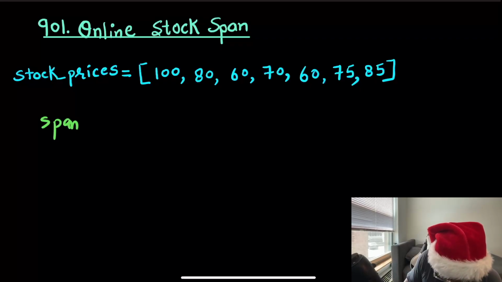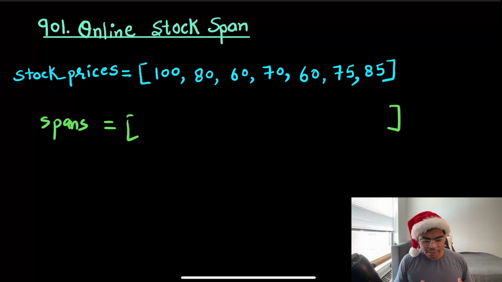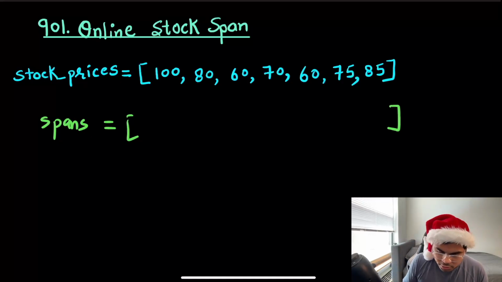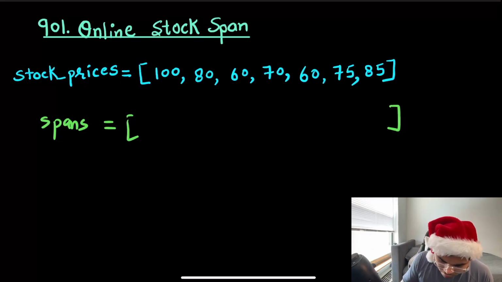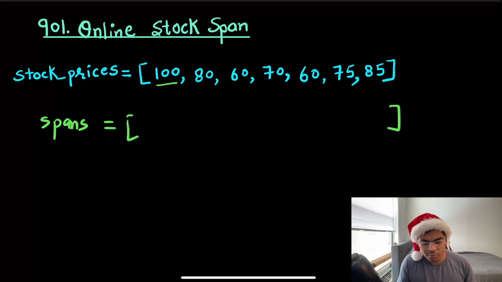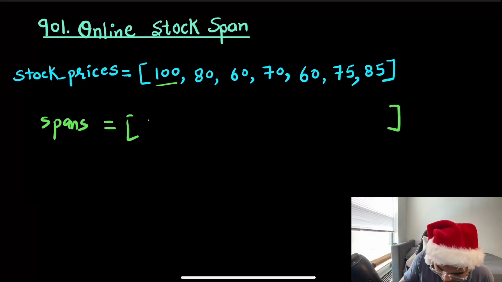Let's find it out as an array, but remember they will be passed with the next function. They'll be giving us one stock price for that day, and we will be calculating the span for this and returning that span. But here let's just calculate for all of these. So how many prices before 100 are less than or equal to 100? It's just including itself, so it's only one, right?